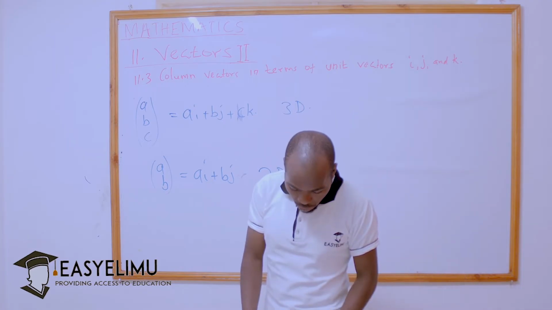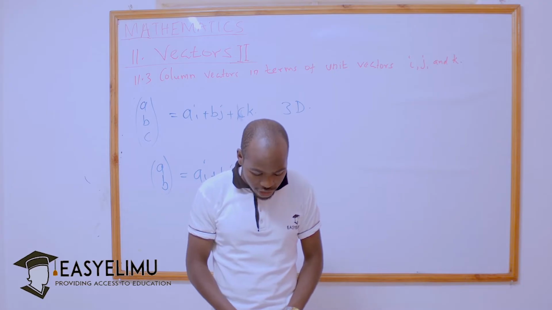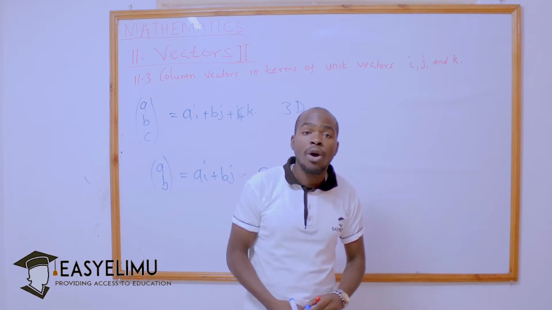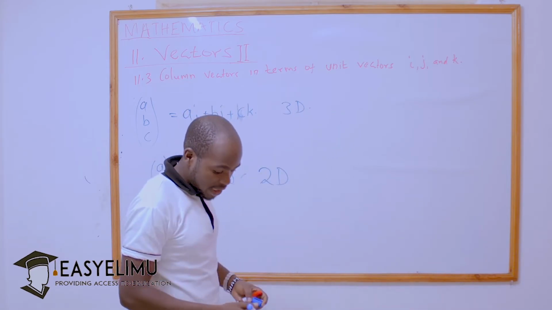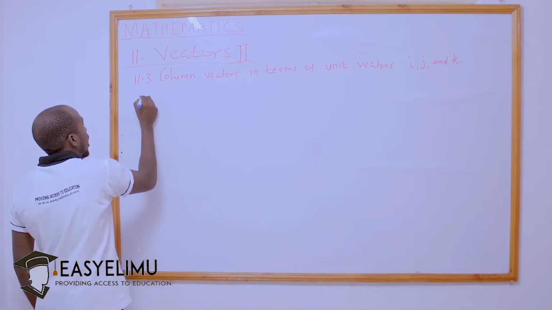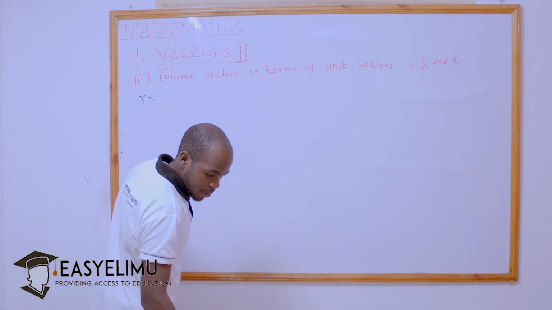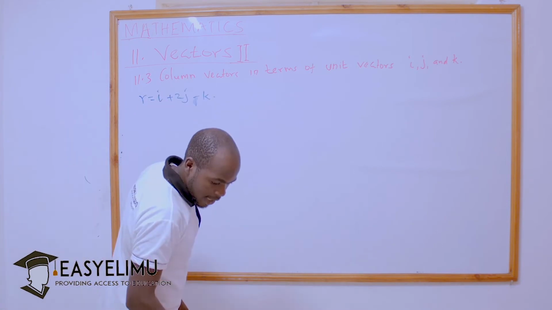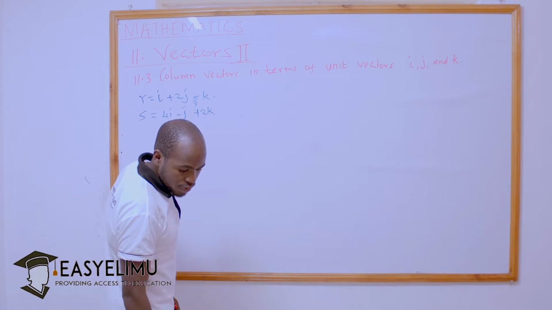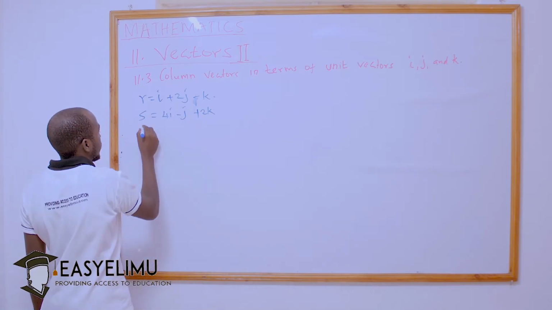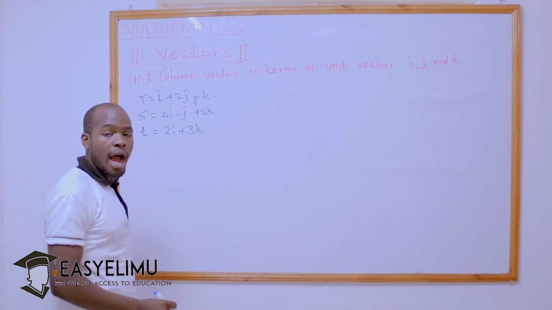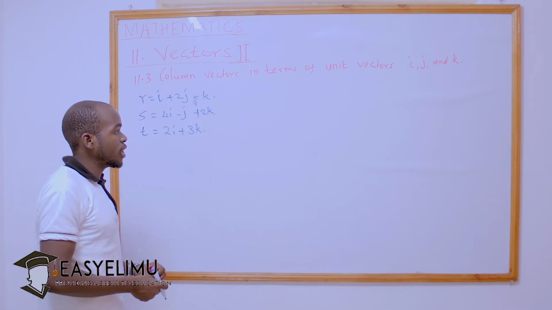Next we are going to see how we shall be finding the magnitude of vectors in 3 dimensions. But before that, we shall look at an example containing this one here. We shall consider R equals I plus 2J minus K, S equals 4I minus J plus 2K, T equals 2I plus 3K. Now find R plus S plus T if all have a common origin O. So we shall do that.